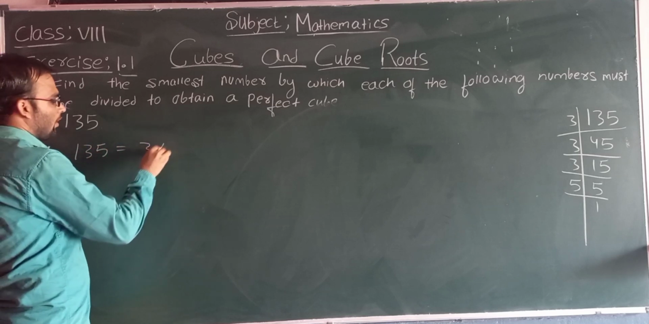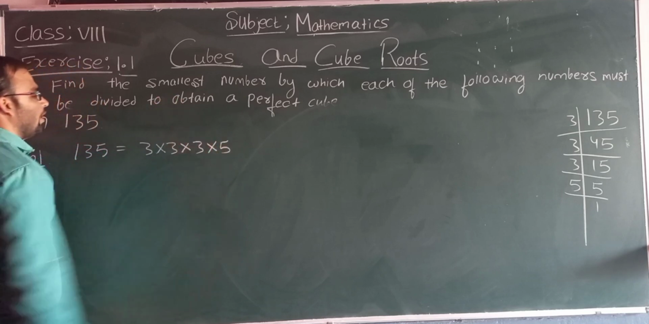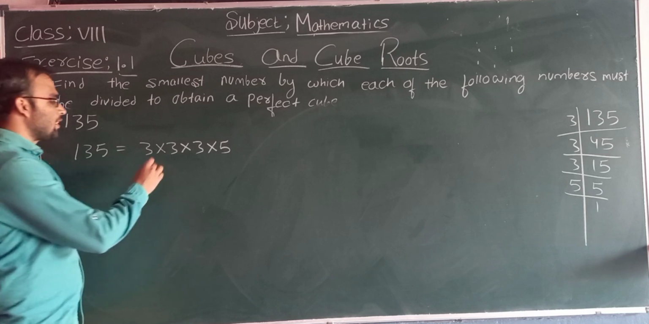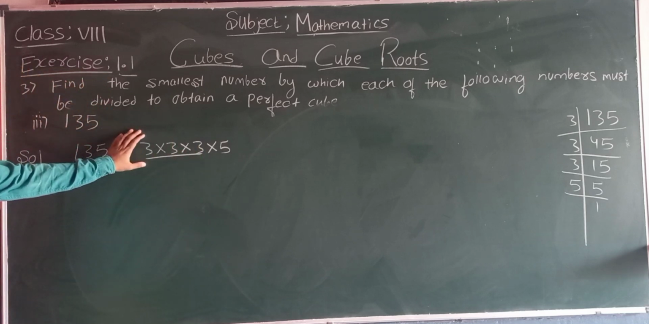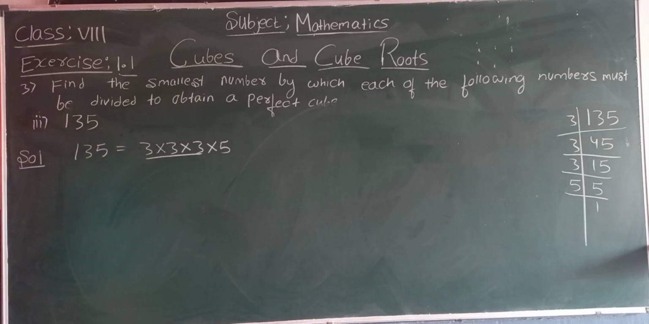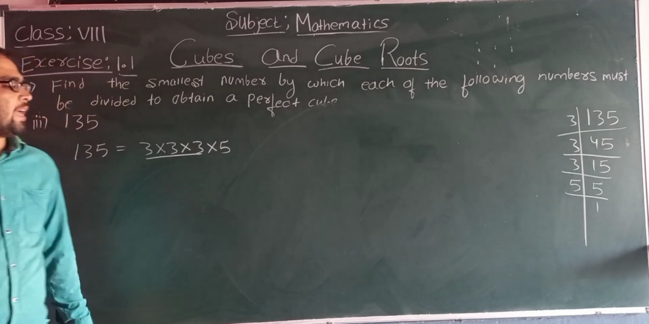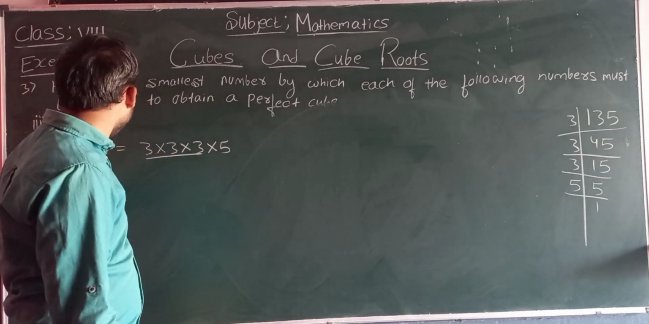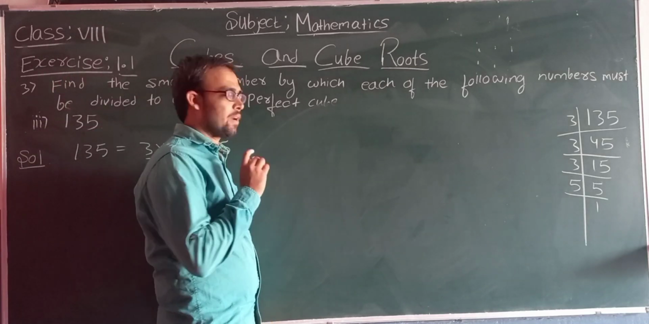3 into 3 into 3 into 5. Now what we need to do, students? We need to make a group of 3 with the same number. Now just look at here, students. We can make only one group. Here 5 is remaining. As 5 is remaining, 135 must be divided by 5 to make it a perfect cube.